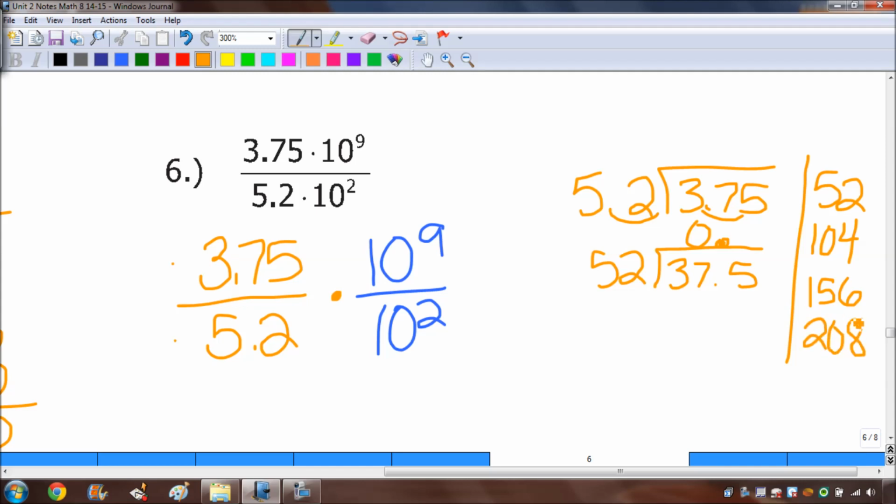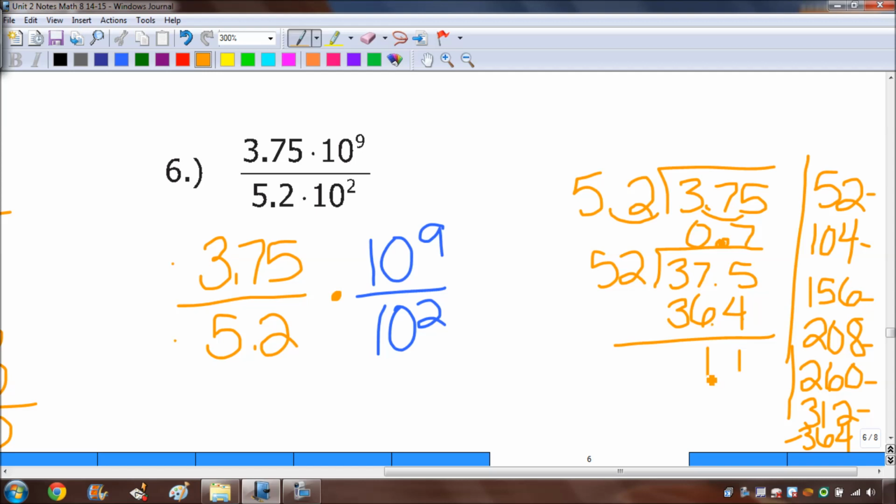I'm trying to get as close as I can to 375 without going over, okay? So I'm going to add another 52 to that. I end up getting 260. I'm getting closer. Add another 52, I get 312. Add another 52, I get 364. So that's the closest number to 375 I will get without going over. So that's 1, 2, 3, 4, 5, 6, 7. So this is going to go in 7 times. So 7 times 52 is 364. Okay, subtract it. 5 minus 4 is 1, 7 minus 6 is 1, 3 minus 3 cancels out.